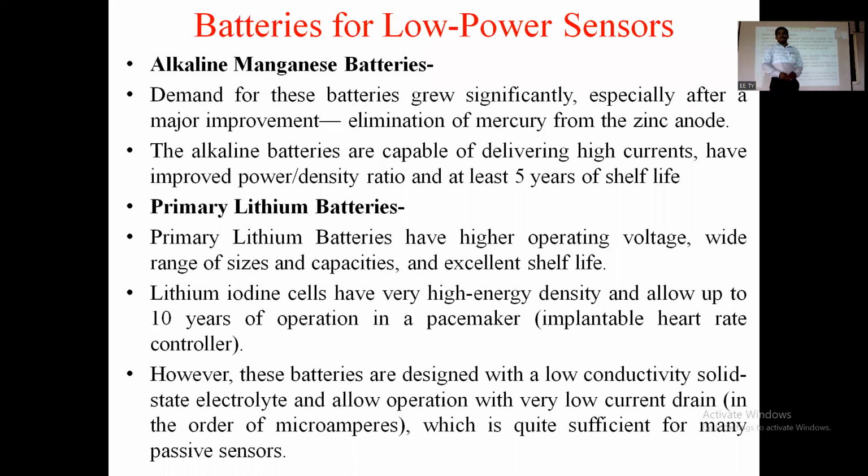That type of current, microampere current, is sufficient for many passive types of sensor. That means if we use that type of battery for integrated sensors, different or multiple integrated sensors, the microampere current can also be used for some passive type of sensor.